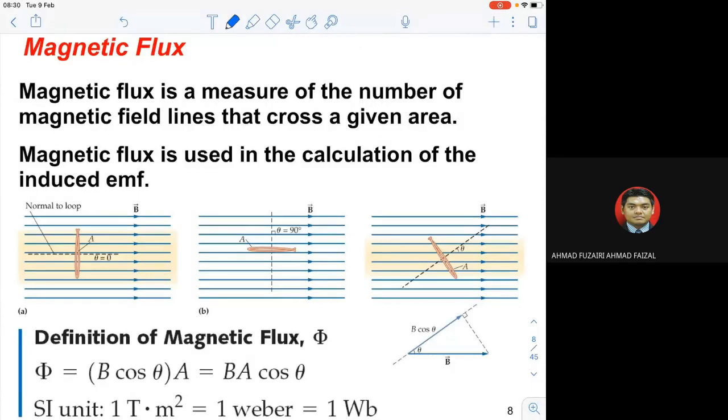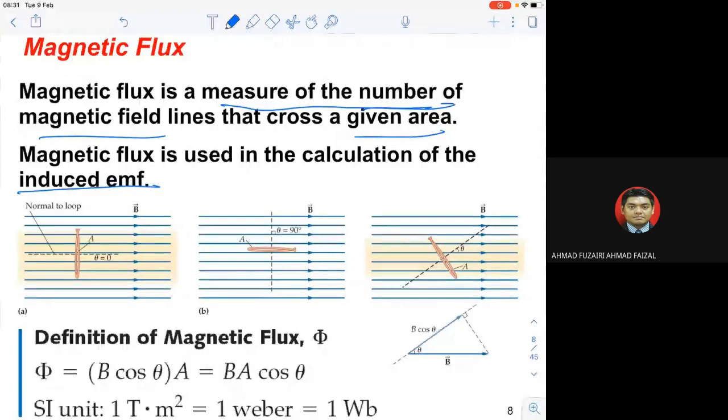Okay, so right now we want to learn about magnetic flux. Okay, as promised, this is magnetic flux. So what is magnetic flux? In order to get to know the magnetic flux, we should learn about magnetic field, because magnetic flux is a measure of the number of magnetic fields that cross a given area. That means in order to get the magnetic flux, you must have a magnetic field. And the magnetic flux is used in the calculations of the induced EMF.